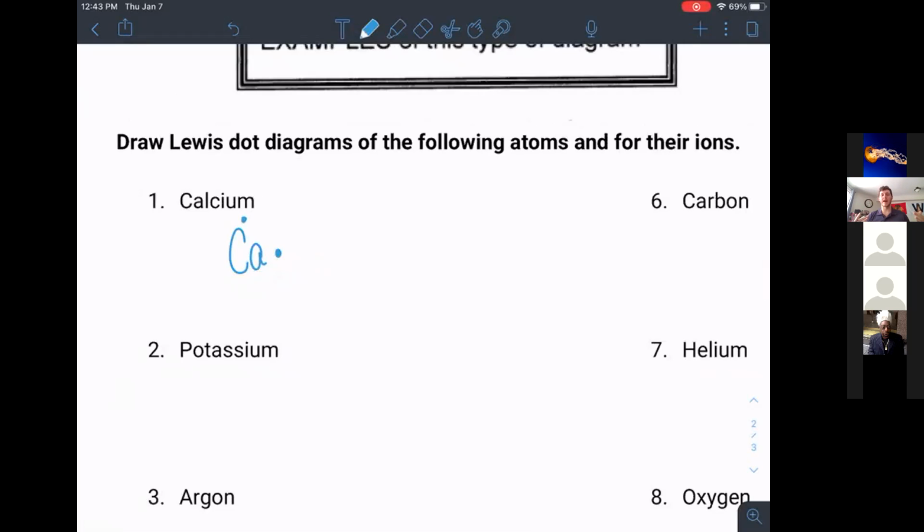So now we have to figure out the easiest way to get to 8. Is it going to be easier to try and steal 7 electrons from other atoms or to give away 2 electrons? What do we think? Lose 2. It's easier to give. Give away 2. Perfect. So to turn it into an ion, our calcium has to lose those 2 valence electrons, which gives it a charge. Is that charge going to be a positive or a negative 2?